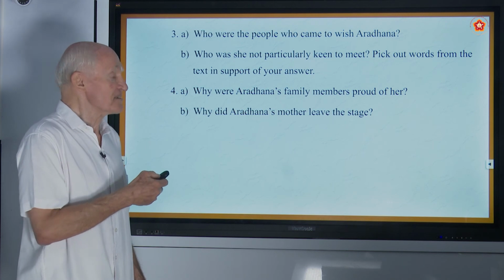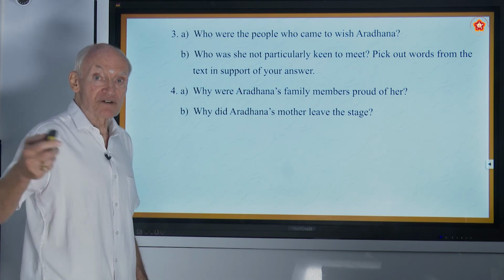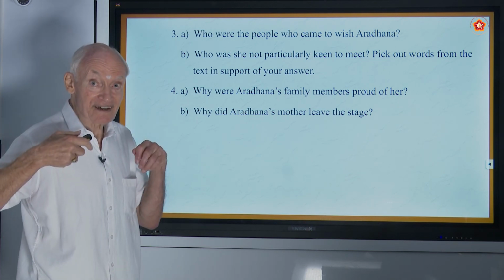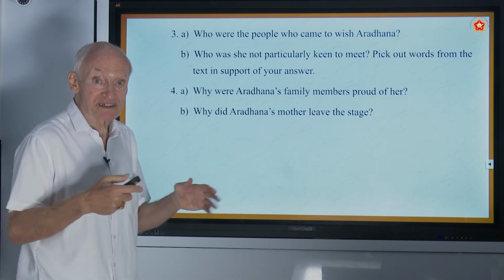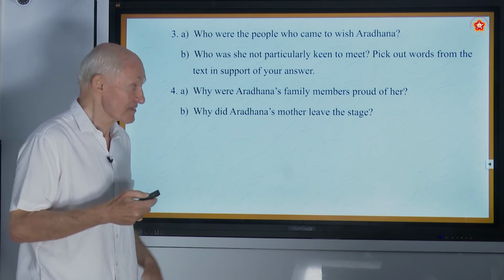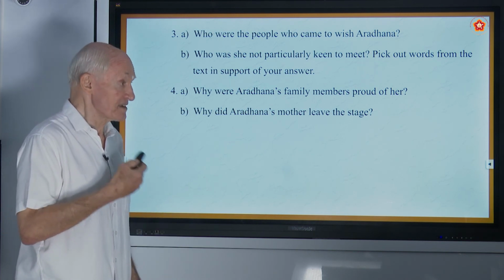Why did Ardna's mother leave the stage? Well, she went to go get the nice necklace, okay? And she told Simi, shoo away Aunt Pramila and the grandmother because the dance is going to start pretty soon. That's why she left, to go get the necklace.